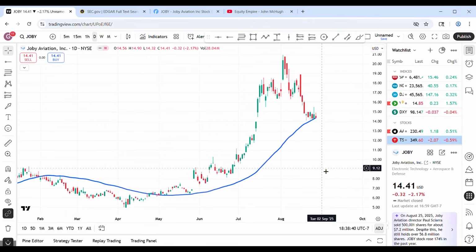When most investors are throwing darts, we're looking for clues in the charts. My name is John McHugh. I'm a former Wall Street analyst, hedge fund manager, and independent trader for the better part of 20 years.